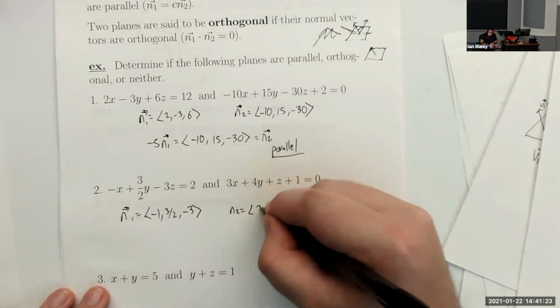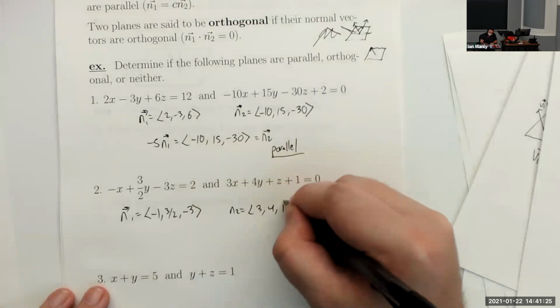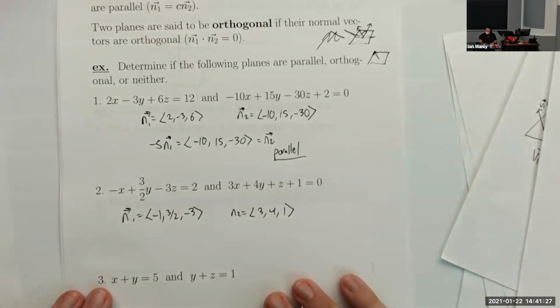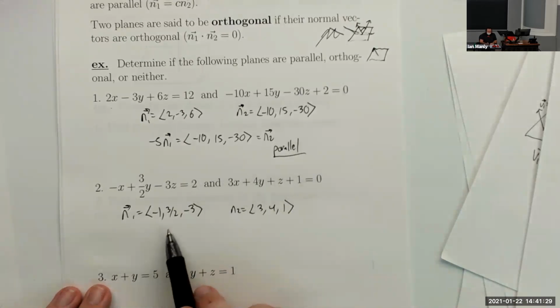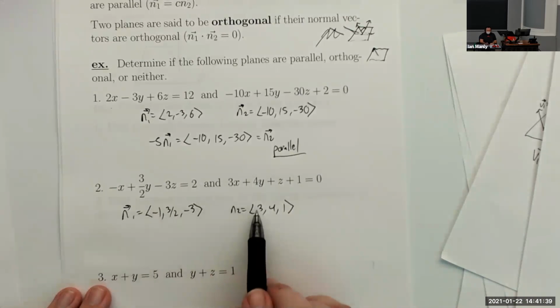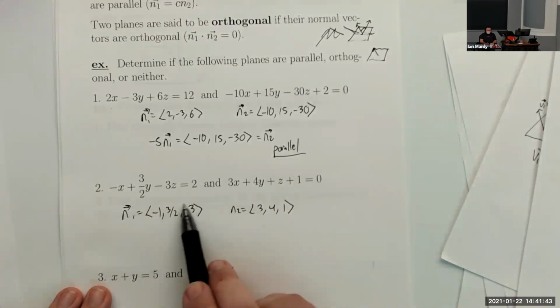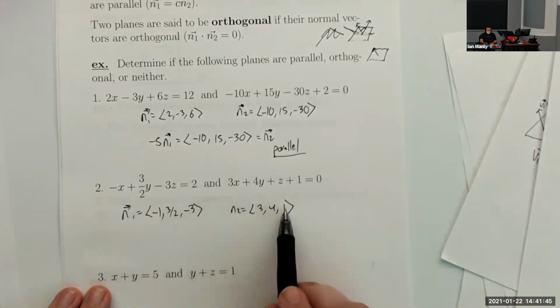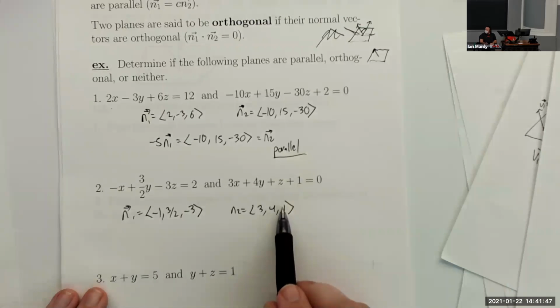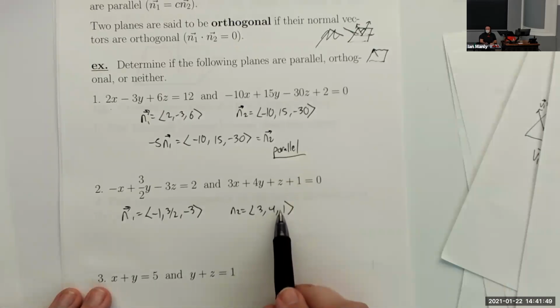N2 is going to be 3, 4, and 1. All right. So let's see. If this is going to be a multiple of this one, it would need to be -3, right? Because -3 times -1 will give us the 3 right here. But if I multiply -3 by the other numbers, like maybe this one right here, it's going to give me 9 over here. But instead, I end up having a 1. So these are definitely not multiples of each other.